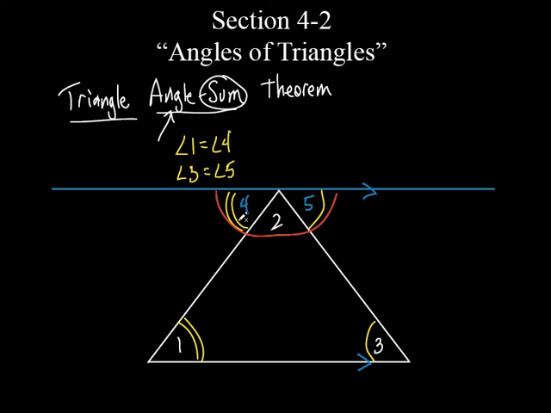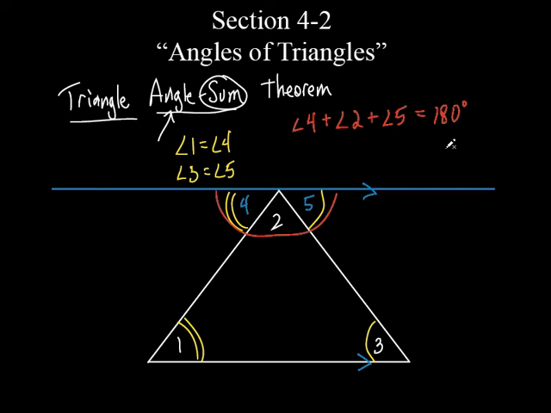Now, it's not a linear pair because there's 3 of them, but we do know that angles that make up a straight line or a straight angle add up to 180 degrees because a straight angle or a straight line is 180 degrees. That means angle 4 plus angle 2 plus angle 5 has to add up to 180 degrees. And they add up to 180 degrees because they are supplementary, or they form a straight line. They form a straight angle. So any angles that form a straight angle add up to 180 degrees.